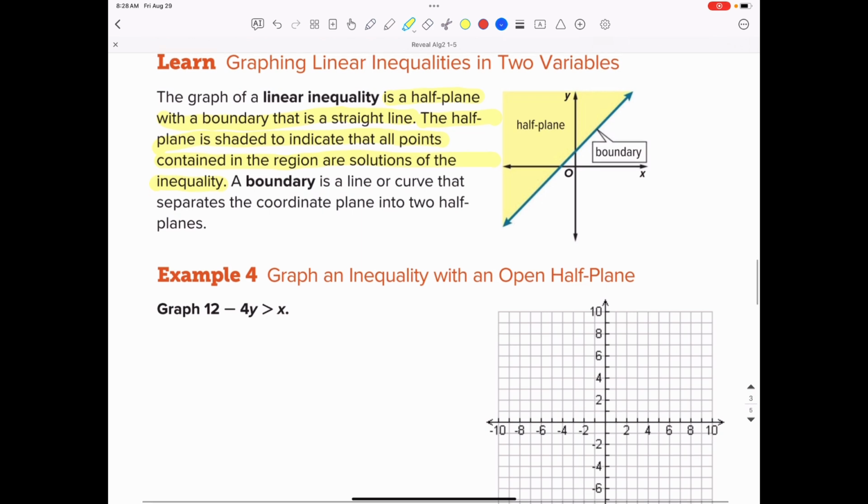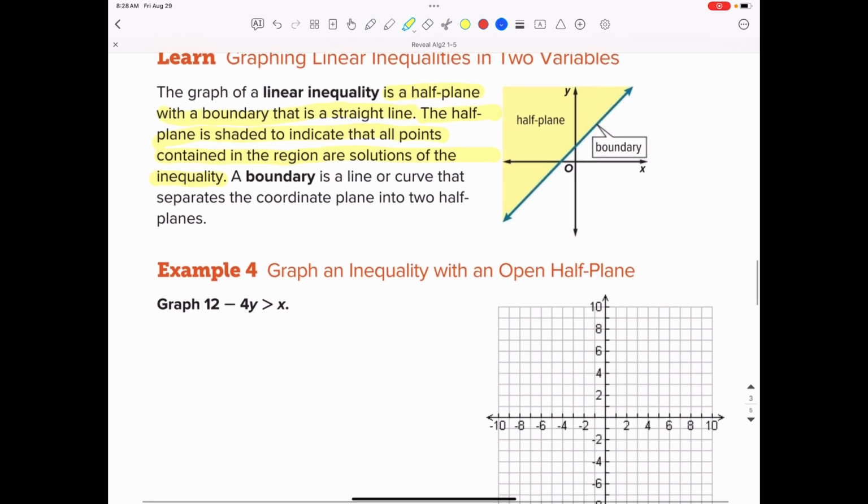So the way that you graph a half plane, and we're going to graph a half plane when there's an inequality, inequality meaning it is using the greater than symbol, the less than symbol, greater than or equal to, less than or equal to symbols.